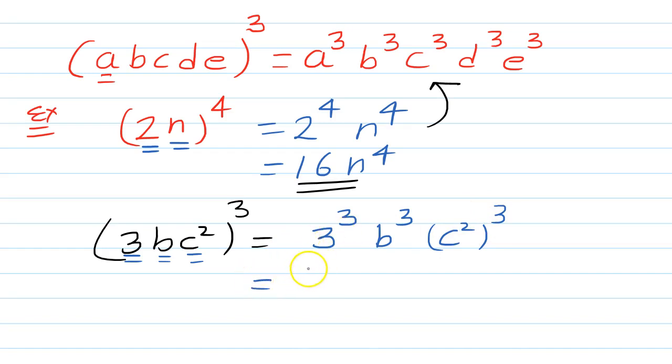So 3 to the power 3 means 3 times 3 times 3, that is 27, and it is b to the power 3, and you can multiply these, 2 times 3, that is 6, c to the power 6. So nice and easy. So this is your answer, 27 b cubed c to the power 6. Okay, now another example, let's see.